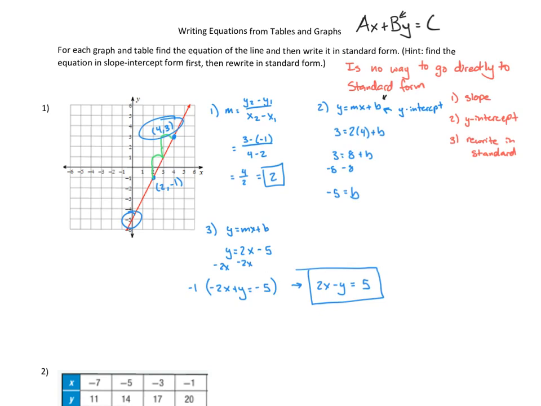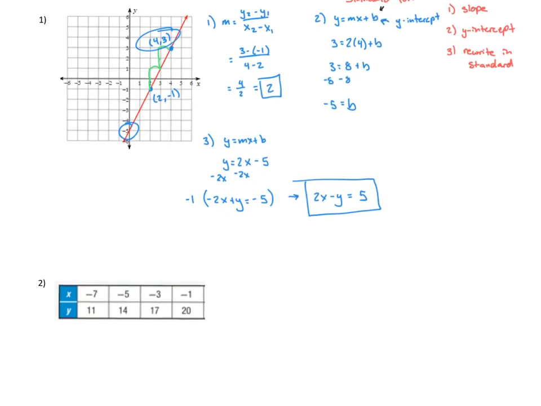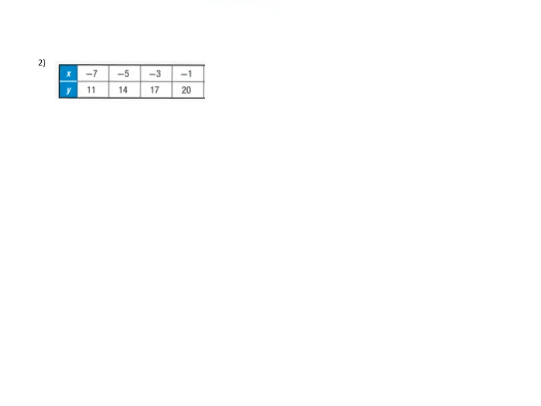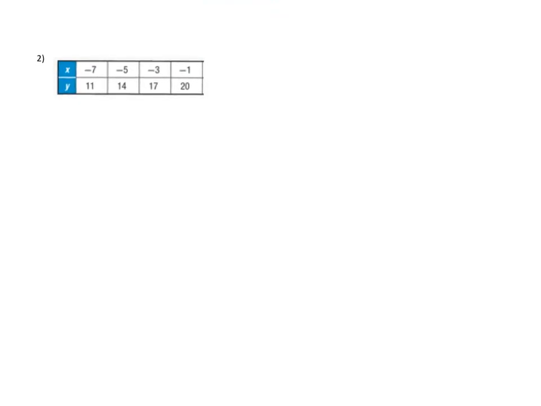Okay. Now, as we move on to tables, it is the exact same process, the exact same steps. You're going to first find slope, then your y-intercept, then plug in and rewrite in standard. So here we go. Again, you can really pick any of these 2 points. It doesn't matter which 2 you pick. I'm going to pick these 2. So to find slope, I'm going to have this be x1 and y1, and this be x2 and y2. And now I'm going to plug in.